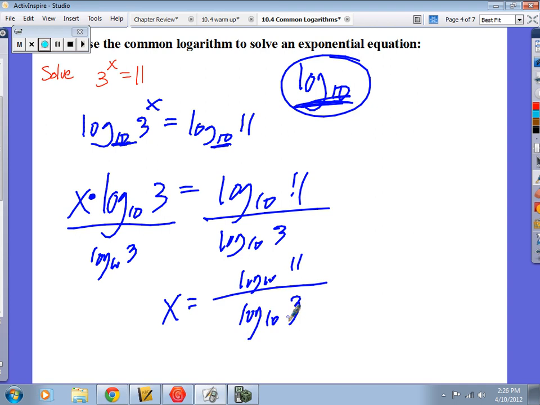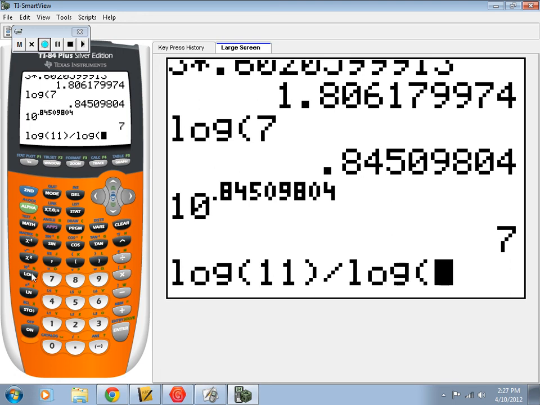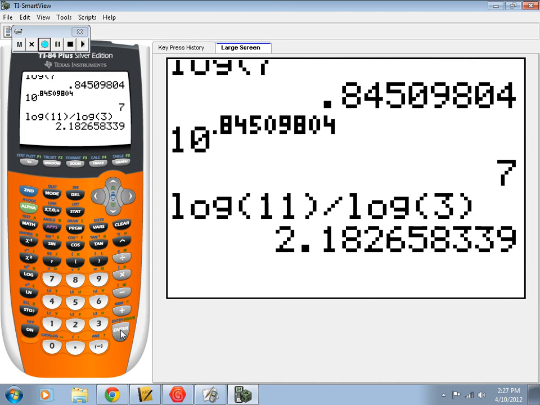And it's a calculator problem. Your calculator is going to do log base 10. So on your calculator, you're going to go log of 11. So you can't like cancel the logs. No. Log of 11 divided by log of 3. Enter.